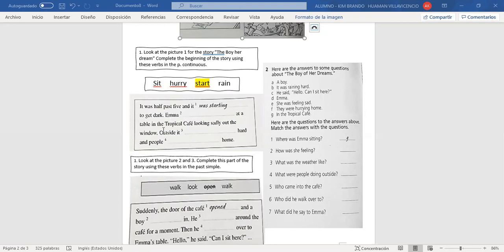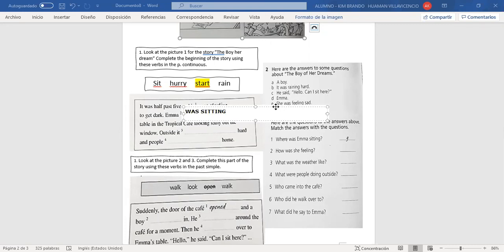Emma was sitting at the table in the Tropical Café, looking sadly out the window. Outside it was getting dark and people were hurrying home. Okay, I think it was getting dark. Emma was sitting, no? Was sitting on the table, no?